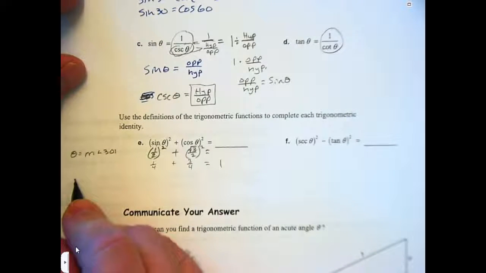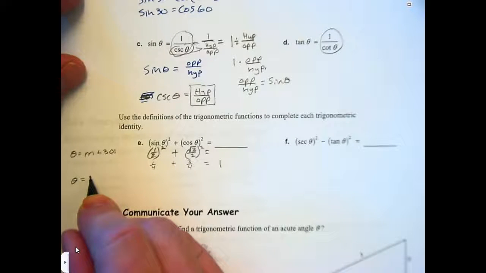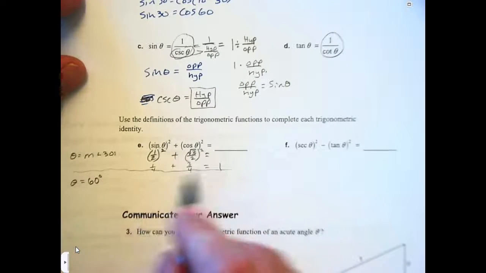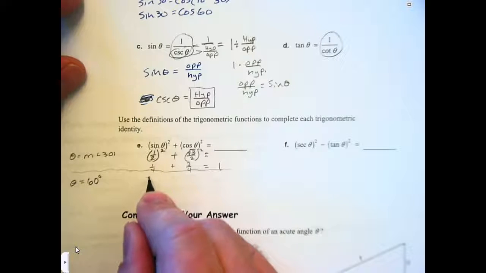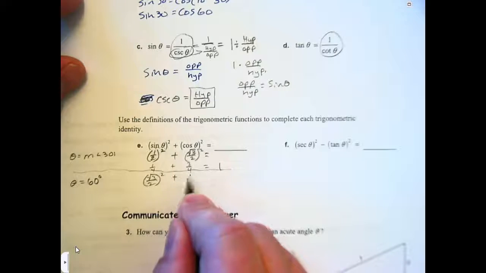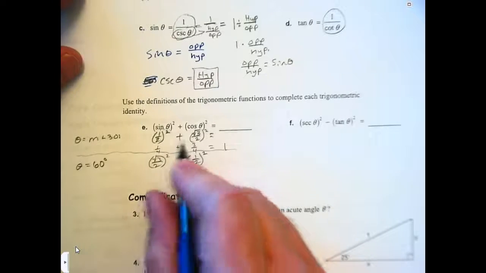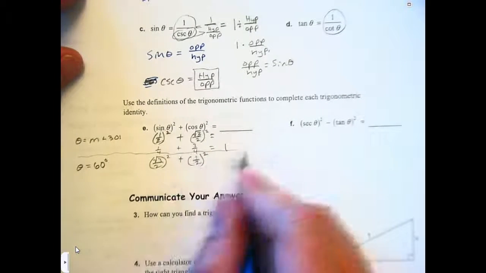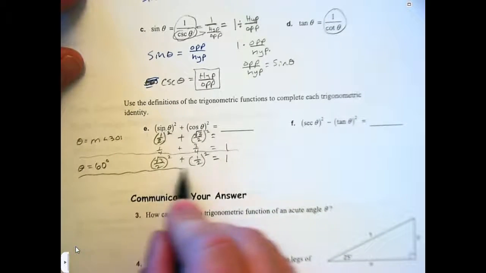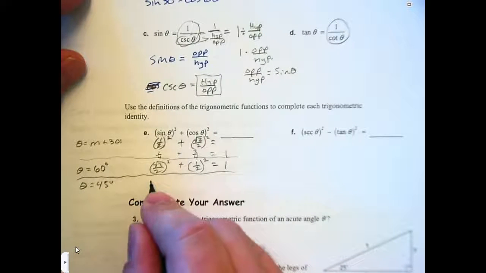Well, we can't just make a general rule based on one angle measure, so what other angle measure do we have? We have 60 degrees. Well, what was it for 60? Root 3 over 2 squared plus 1/2 squared. It's the exact same thing up here, right? You're just adding in a different order. Still equals 1. What other one do we have? 45. What is that?